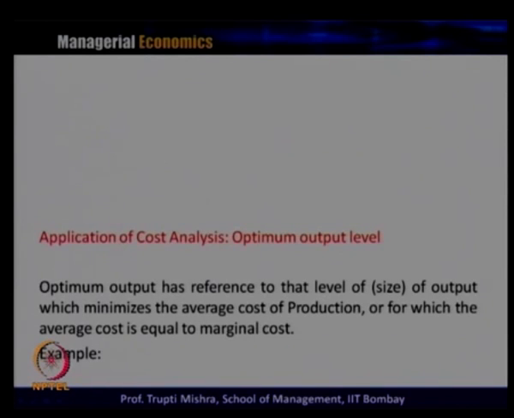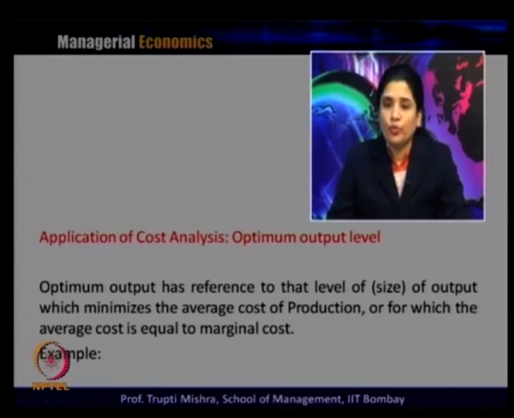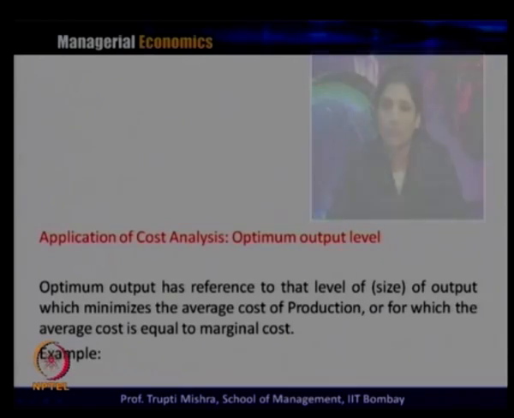So application of cost analysis, in the first case, in case of optimum output level, we generally use the cost analysis to identify what is the optimum output level. So optimum output has the reference to that level of size of output which minimizes the average cost of production and for which the average cost is equal to the marginal cost. We have discussed several times this optimal production or optimal output. Optimal output is one which can be produced at the lowest minimum cost. That is the basic understanding of the optimal output.